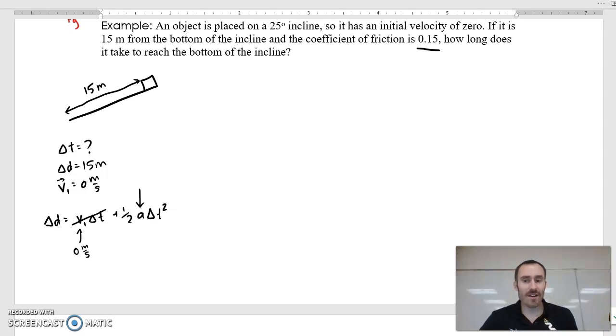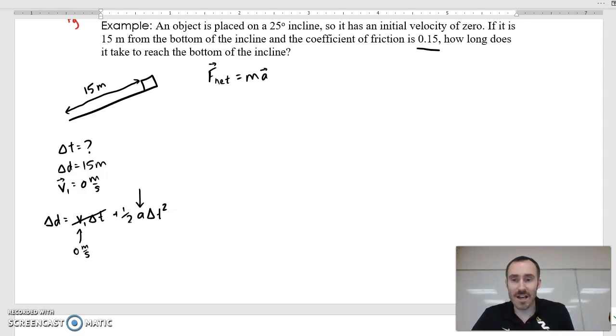Anyway, so if I could figure out the acceleration, then this would not be a big deal, right? So I need to somehow figure out what the acceleration is. I'm going to get that from F net equals ma. Okay, I can get my acceleration because I have some force stuff that I can use.